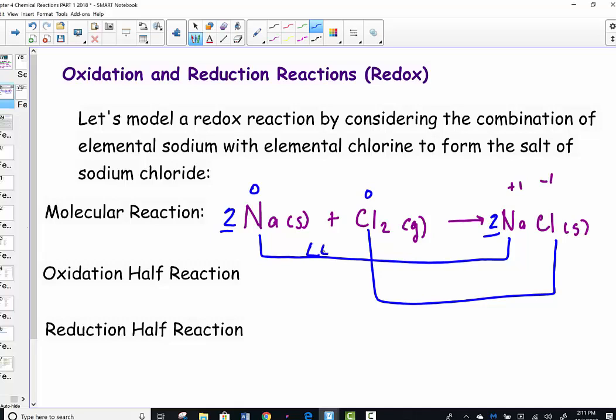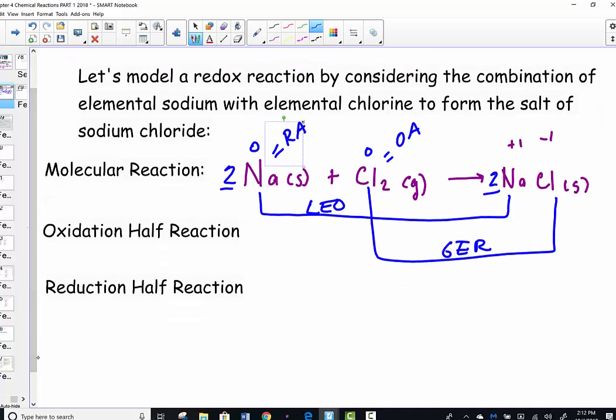So the LEO half reaction is the one that becomes more positive, and the reduction half reaction becomes more negative. The sodium, since it was oxidized, is called the reducing agent. Since chlorine was reduced, it's referred to as the oxidizing agent. How many electrons have been transferred?